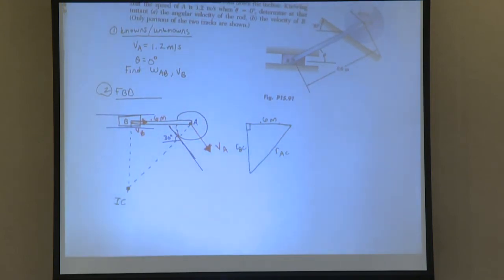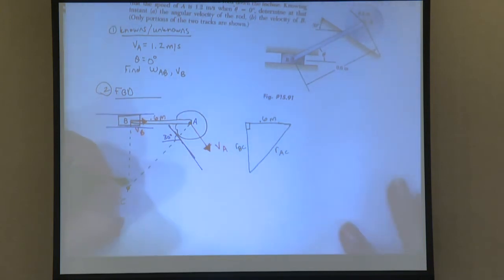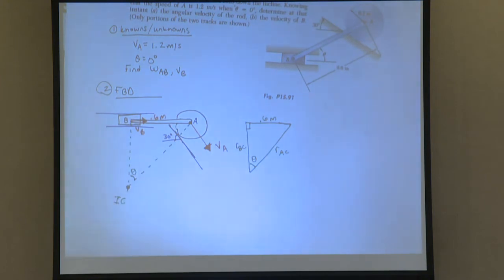So how am I going to find what this angle is? What do you guys think? But what is that angle? Is it 30 or is it 60? Why do you say 30? Because... Very good. So you saw it.